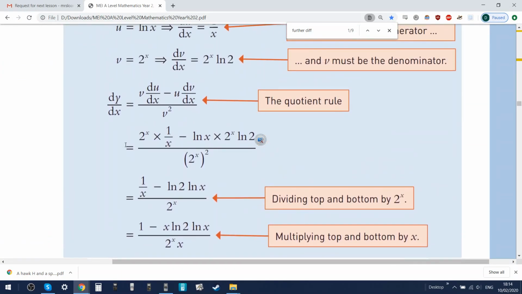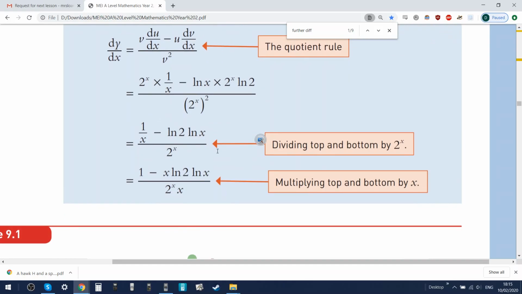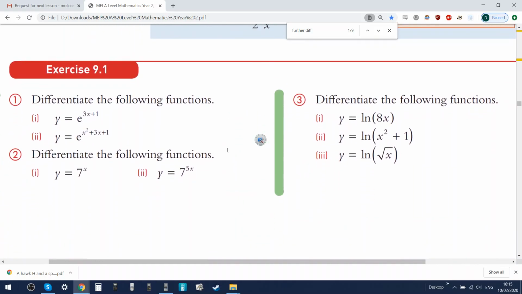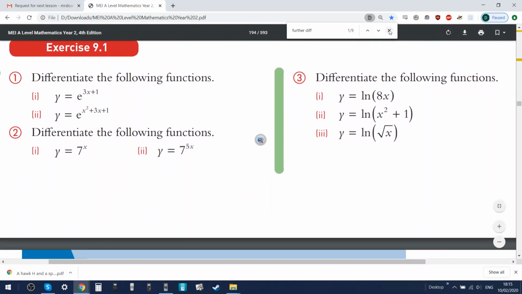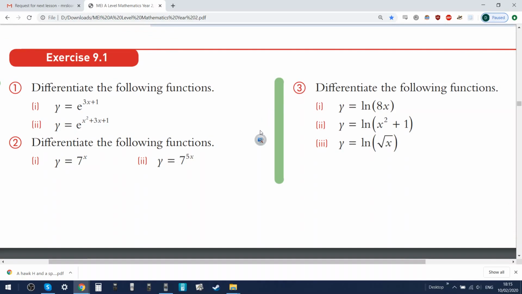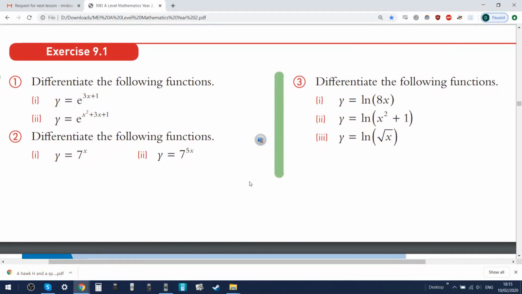Did they simplify it? They did. So 2 to the x times 1 over x ln x. Yeah. So they then simplified it. They didn't say give it in its simplest form. We'd cross that bridge if and when we came to it. And I don't think you ever are asked. You'll be asked something like find the gradient when x is 3. You would just sub in 3 for x. It doesn't matter what form it's in.